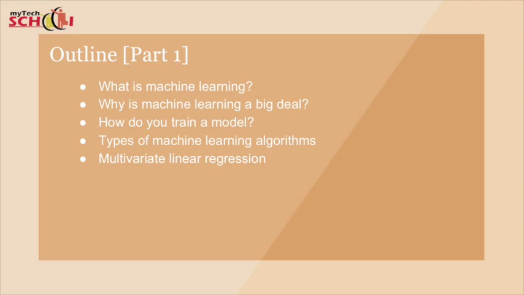So I'm going to divide this tutorial into two parts. For part one, I'm going to give you a very quick overview of what machine learning is. The goal is to give you a conceptual and intuitive grasp of the topic. And then I'm also going to teach you how to train your machine learning model, the types of machine learning algorithms out there, and I'm also going to discuss in depth multivariate linear regression, because that's the kind of algorithm that we will code for part two.